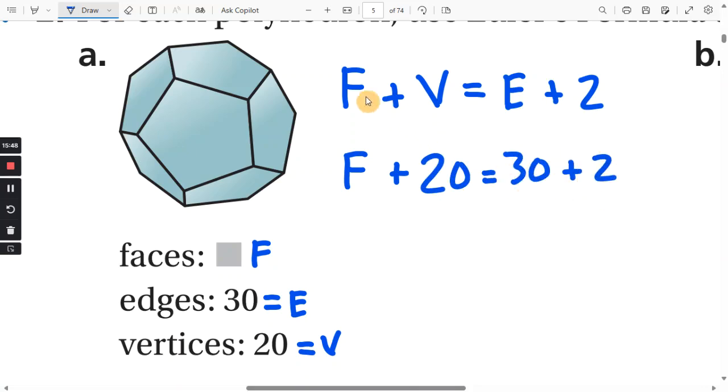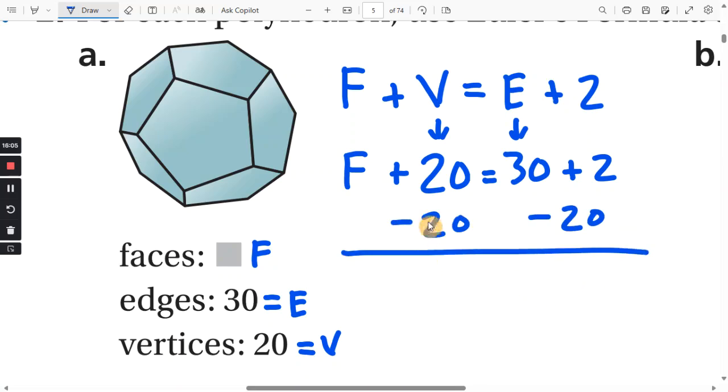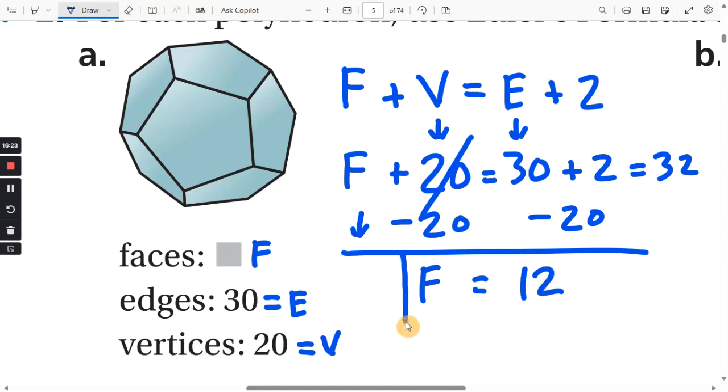Okay, all I did was use the formula and plug in the numbers. It's pretty simple. I plugged in the numbers that we were given in the formula. I'm going to solve for the third, which is F. Okay, we have F plus 20. The opposite of plus 20 is minus 20. All right, I'm just doing algebra 1 here. 20 minus 20 cancels. Bring down the F. Bring down the equal sign. 30 plus 2 equals 32. And then 32 minus 20 is 12. So that's it. The number of faces is just 12. And that equals F.